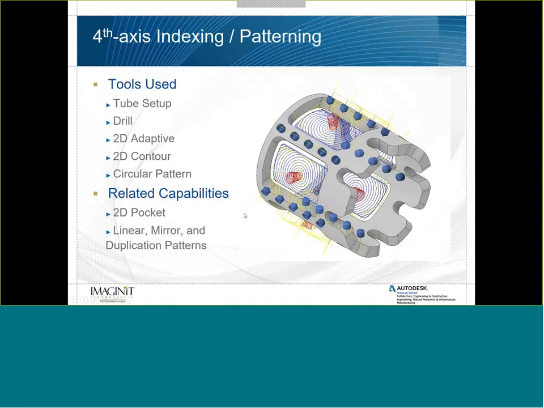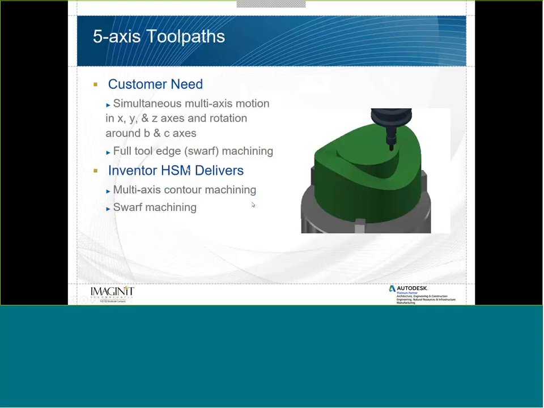Let's go ahead and review or summarize what we took a look at. All right, so we looked at a tube setup this time, but we did a drill operation where we're setting the tool orientation, 2D adaptive and 2D contour where we're wrapping the tool path, and 2D pocket was in there as well. Circular pattern, to go in and pattern that around. Some other related capabilities, we have linear, mirror, and duplicate patterns that can be done if we had geometry that fit those particular occurrences. So again, some nice variety for that. Again, support for tombstoning in this same kind of manner.